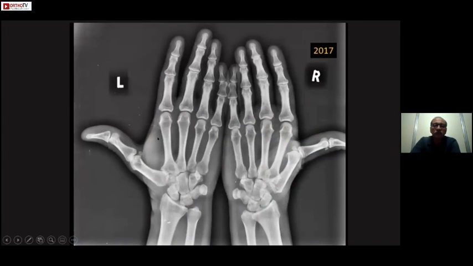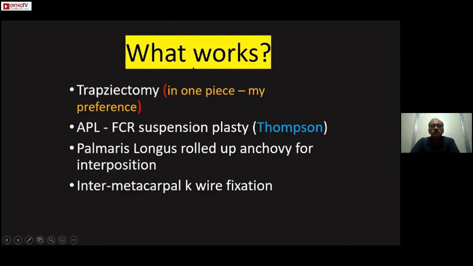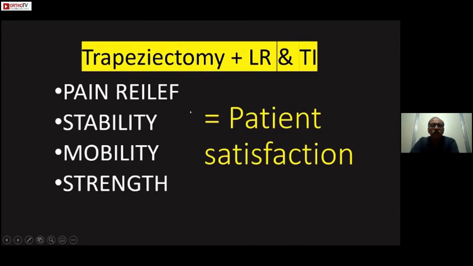His gap is very well maintained. He's absolutely painless. So what works in my hands for grade 3 CMC joint arthritis is a trapeziectomy. You have to couple it with an APL to FCR suspension plasty described by Thompson. I use a palmaris longus rolled-up graft as an anchovy for interposition. I always use an intermetacarpal K wire for fixation to maintain the gap. So trapeziectomy with LRTI gives pain relief, stability, mobility, and also strength, and we get a satisfied patient.